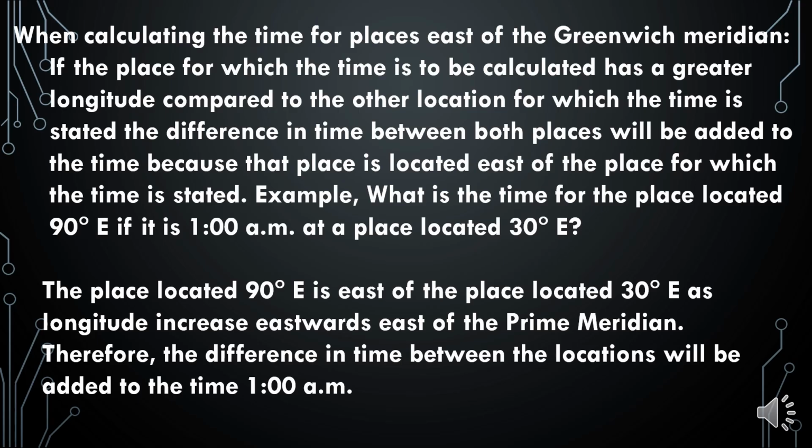Example: what is the time for the place located 90 degrees east if it is 1 a.m. at a place located 30 degrees east? The place located 90 degrees east is east of the place that is located 30 degrees east, as the longitude increases eastwards, east of the prime meridian. Therefore, the difference in time between the locations will be added to the time 1 a.m.